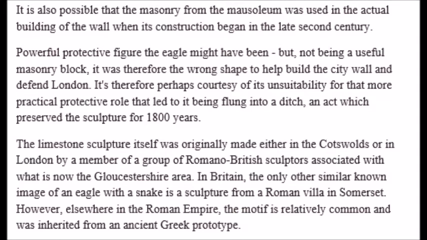And this itself ended up in a ditch. It says flung into a ditch. The limestone sculpture itself was originally made either in the Cotswolds or in London by a member of a group of sculptors associated with the Gloucestershire area. It is a fine piece of sculpture, I may add, really fine, from the 100s. In Britain, the only other similar known image of an eagle with a snake is a sculpture from a Roman villa in Somerset. However, elsewhere in the Roman Empire, the motif is relatively common and was inherited from an ancient Greek prototype.